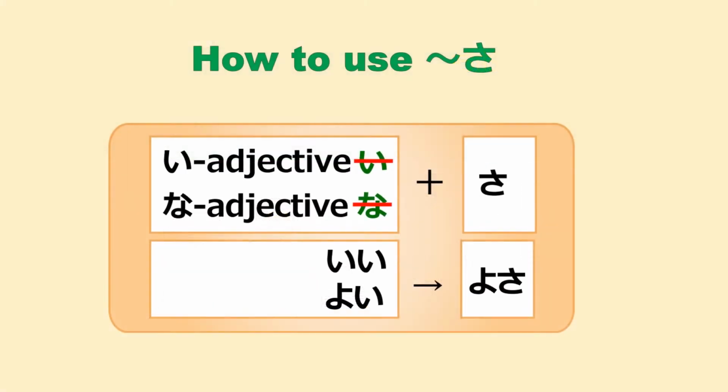Okay, so the grammar for this pattern is simple. Just put sa after an e adjective without the e, or after a na adjective without the na. The diagram shows the one exception.